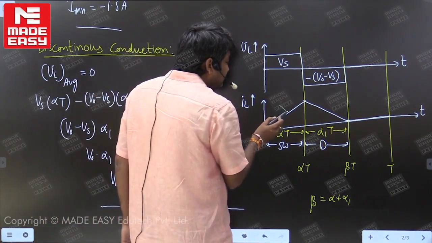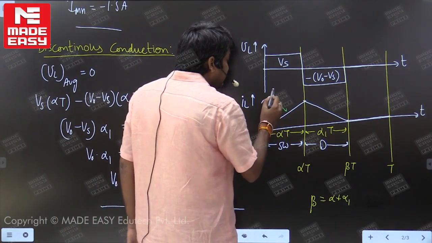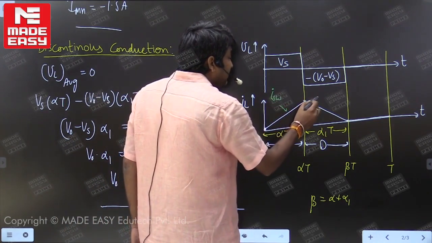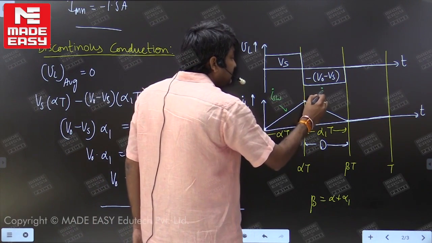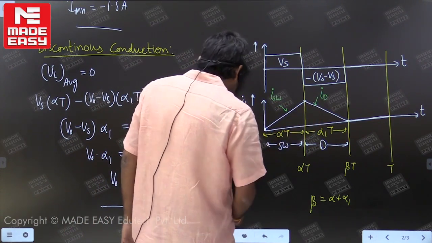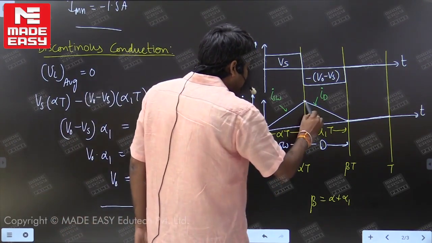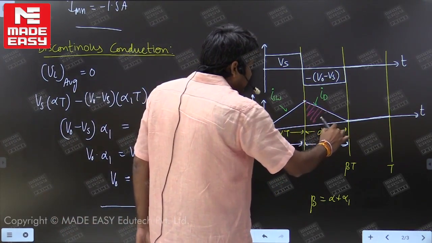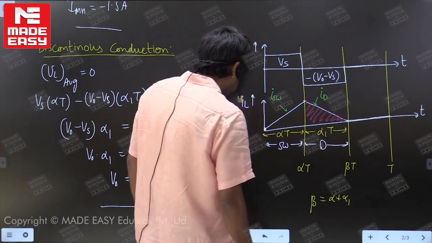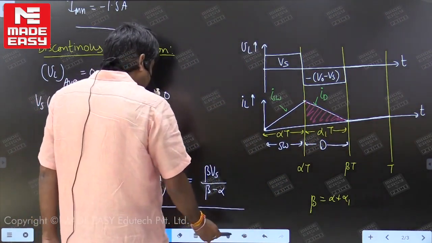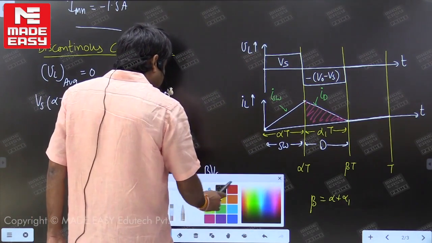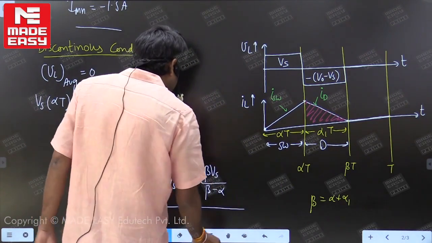This is the switch current. This is the current passing through the switch, and this part is the current passing through the diode. Now, if you find out this area, that is nothing but diode current. Let us find the average value of diode current now.